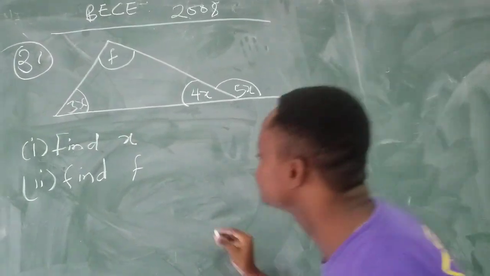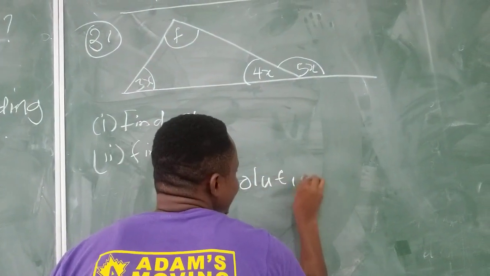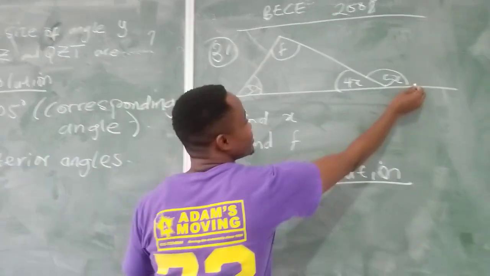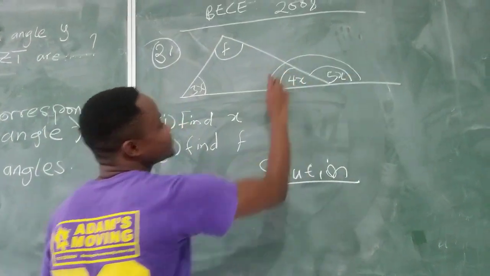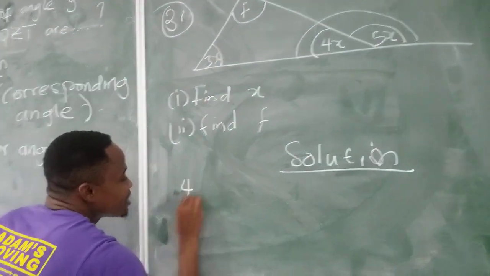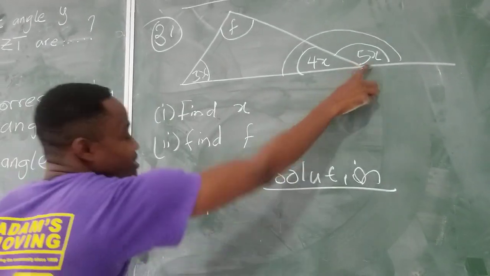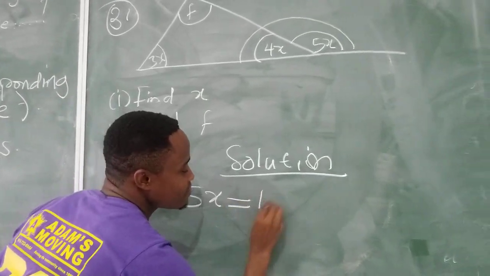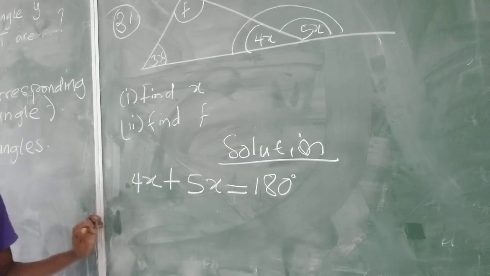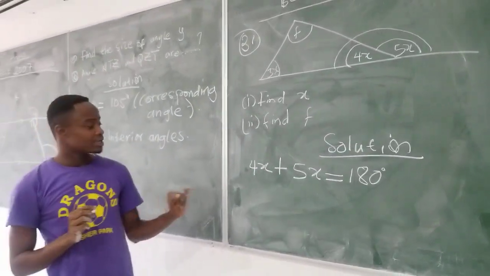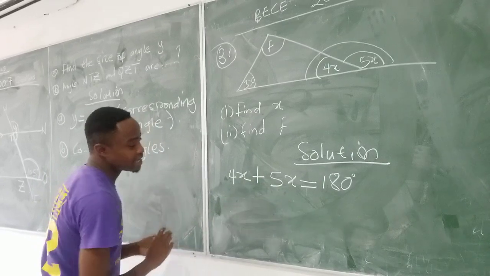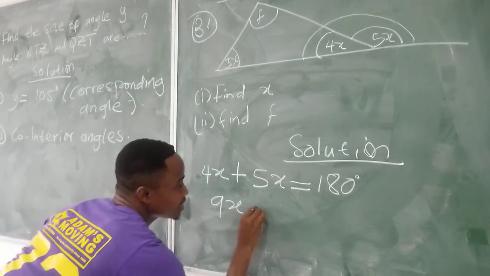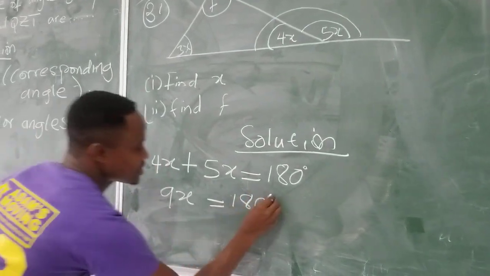And then we all know that angles on a straight line are made up of 180 degrees. So we are talking about this, 180 degrees. So we have our 4x and our 5x. It should be equal to what? 180 degrees. Now, these you can add because we have common terms. So we add them, you have 9x equal to 180 degrees.